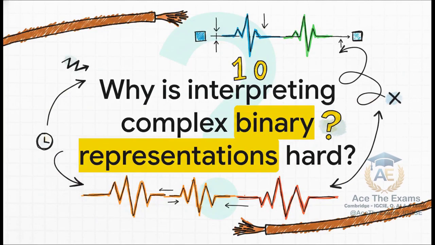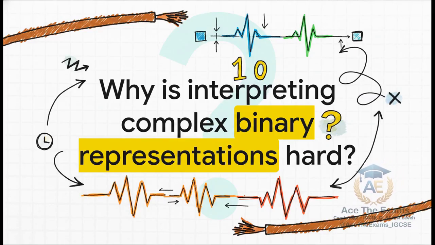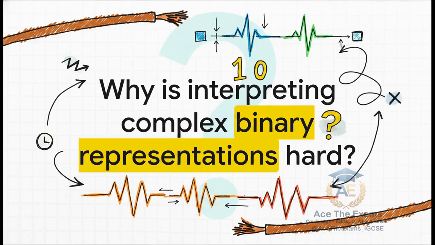So, this brings us to the core challenge we need to solve today. When data travels across a copper cable, it isn't traveling as magic ones and zeros. It's traveling as physical voltage changes over time. Interpreting this complex binary representation requires you to map abstract digital logic onto messy physical analog signals. And before we reveal the ultimate framework to solve this, I need you to do something.